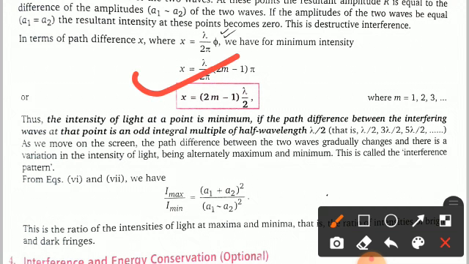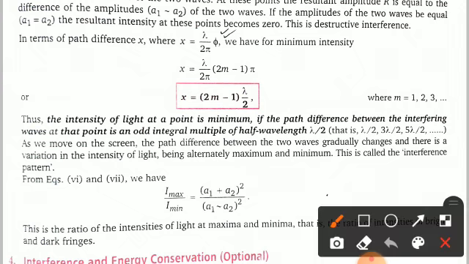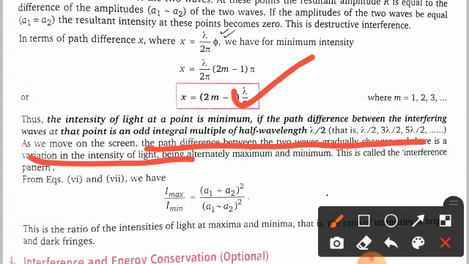Clear? So, thus the intensity of light at a point is minimum if the path difference between the interfering waves at that point is an odd integral multiple of half wavelength, meaning lambda by 2, 3 lambda by 2, 5 lambda by 2, 7 lambda by 2, because you can see here this is the half wavelength. So, as we move on the screen, the path difference between the two waves gradually changes and there is a variation in the intensity of light, being alternately maximum and minimum. This is called the interference pattern.